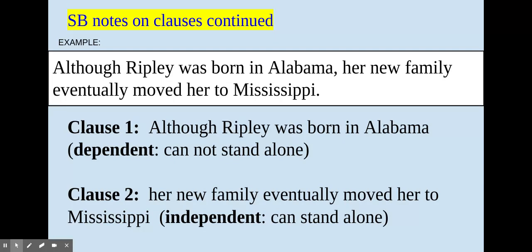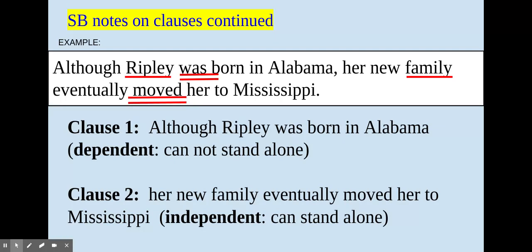So our subjects that we see, in the first part of our sentence, I've got Ripley was born. So Ripley is my subject and was born is my verb. Okay. Then on the other half of the sentence, it says her new family eventually moved her to Mississippi. Well, it's her what? Well, it's the family. And what did they do? They moved her to Mississippi. Okay. So those are your subjects and your verbs.